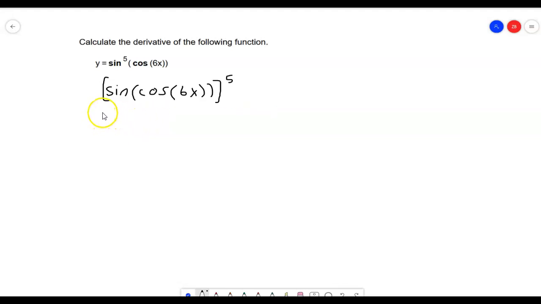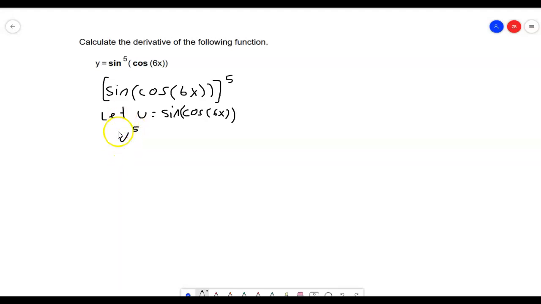If I let u equal this whole thing here, the sine of the cosine of 6x, then I'm in the form of just u to the fifth, right? I can rewrite the entire expression as u to the fifth. And then I'm in one of my chain rule formulas.